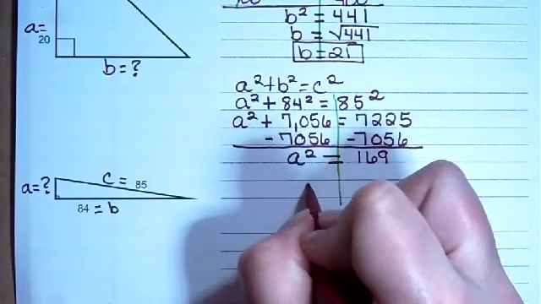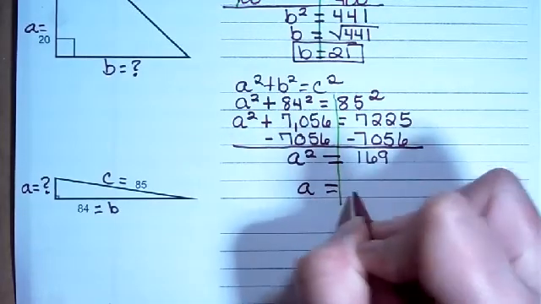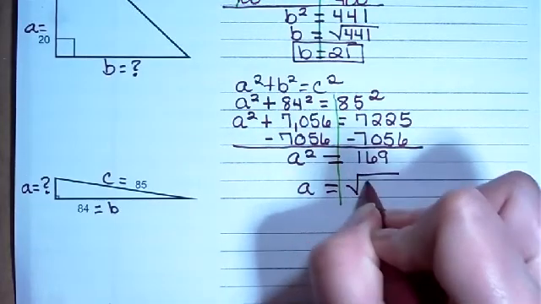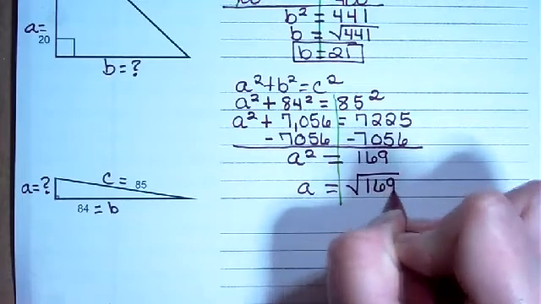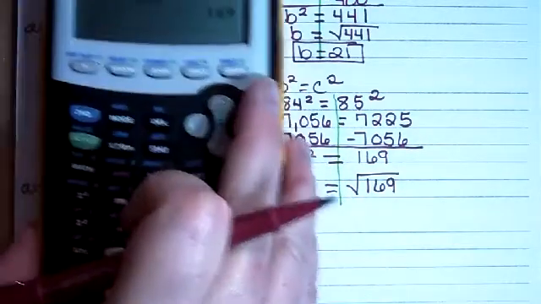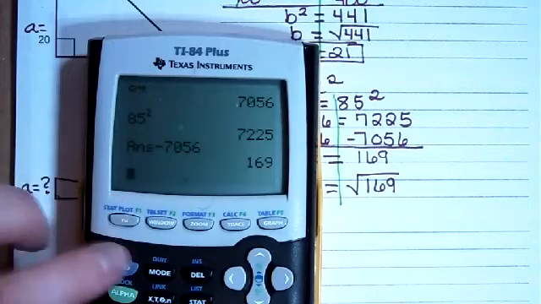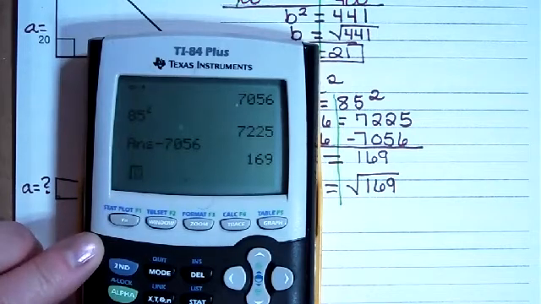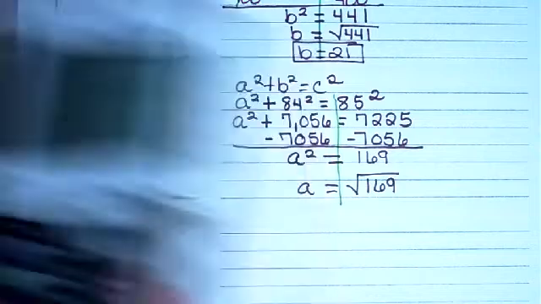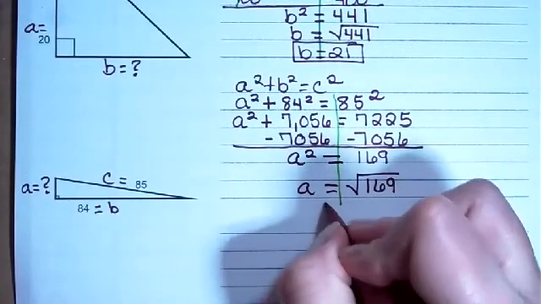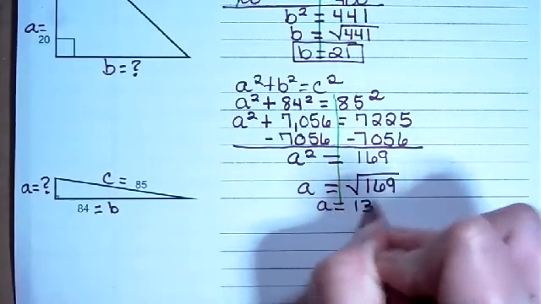We know by now, after doing all these problems, that the next step is to take the square root. Now, grab that calculator again. And if I do the square root of 169, it's going to tell me 13. So I now know right here that A is going to be equal to 13.